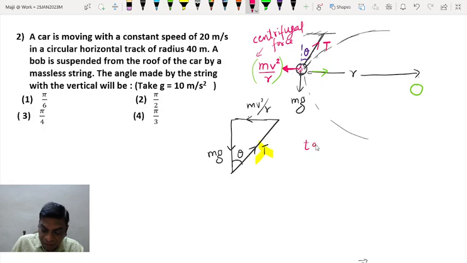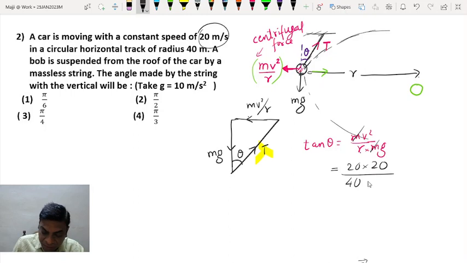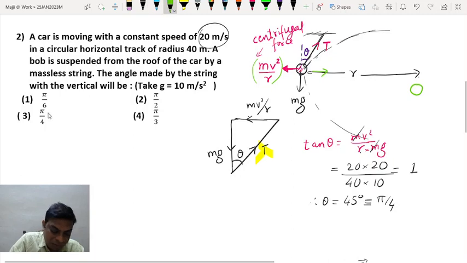So we can write tan theta is equal to perpendicular upon base. m gets cancelled. So this is the formula. So v is how much? v is 20 meters per second. Radius is 40 meters. The acceleration due to gravity is g. So exactly tan theta is 1. So theta is 45 degree or pi by 4 radian. So the correct option is the third option.